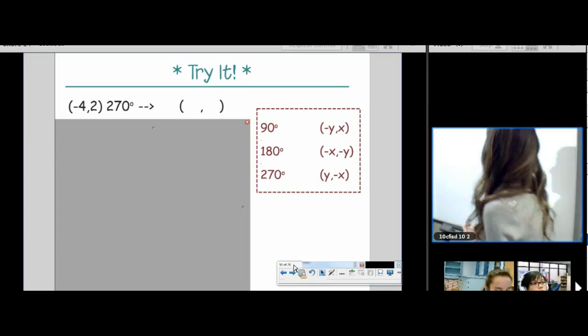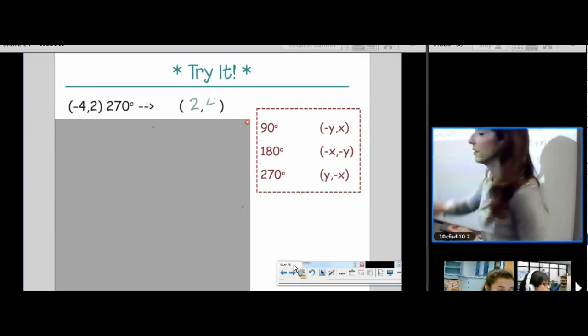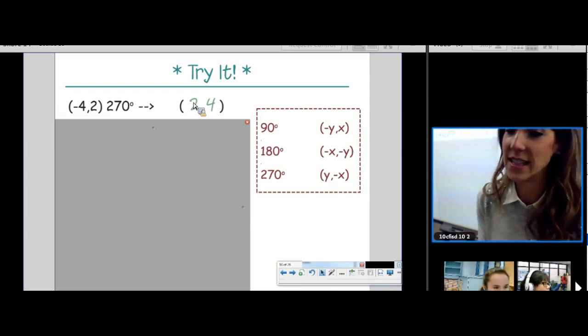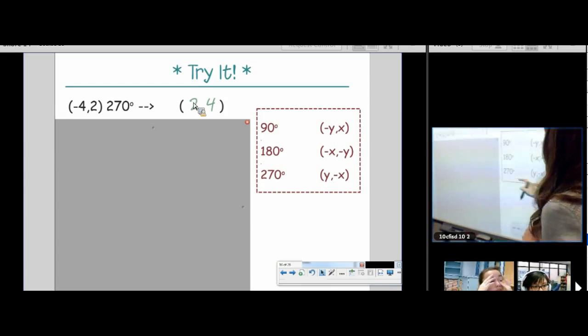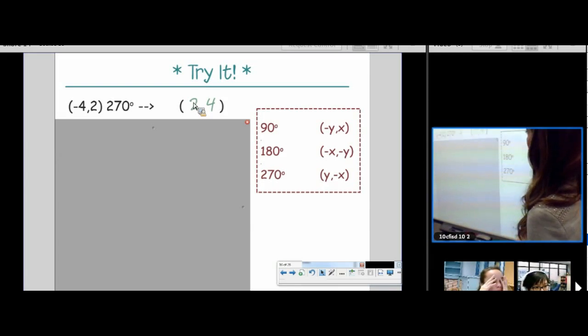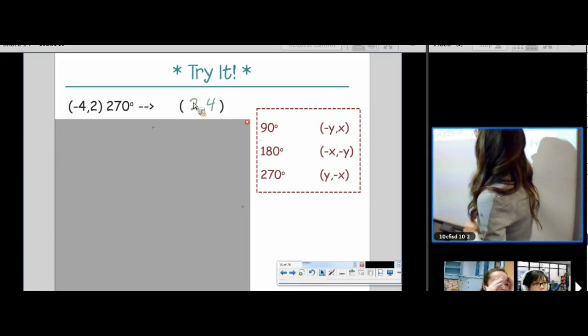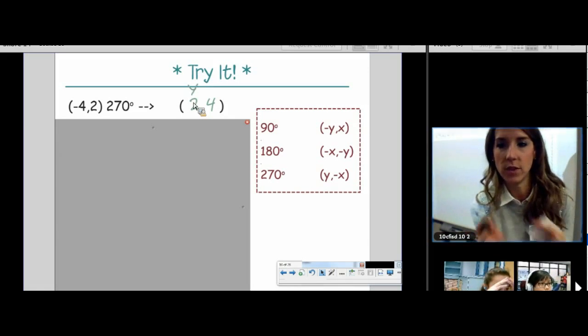Excellent. Very good. The answer is 2, 4. Did you get it right? You have to be practicing these. This is our only chance to practice. So 270 says take y and don't do anything to it. Take y and don't touch it. So just write 2.